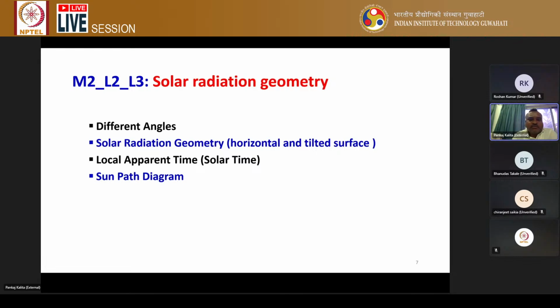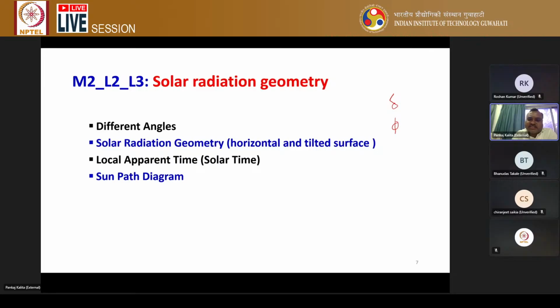So we'll have different solar angles. Say, for example, we have declination. So we have latitude, then longitude. We have solar azimuth angle, then surface azimuth angle, then we have altitude angle. So these angles were elaborated.